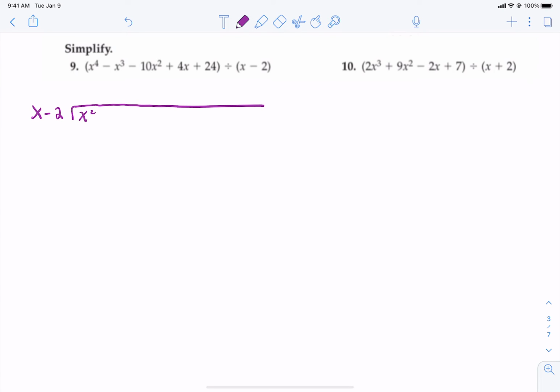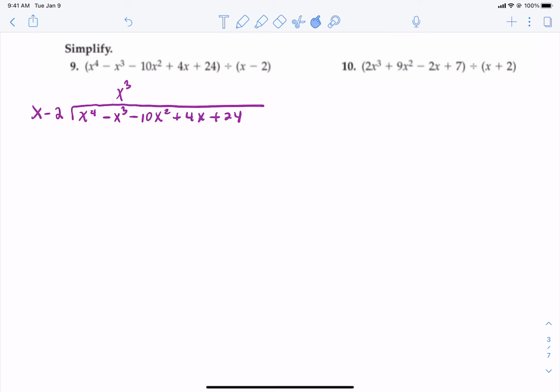We're going to put our remaining, what we're dividing into, inside. And now remember what we're going to do. We're going to compare the first 2 and say, what would we multiply x by to turn it into x to the 4th? And that would be an x cubed.